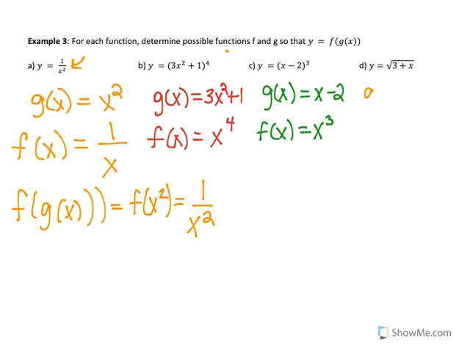And the last one, g of x is going to make 3 plus your number, and then f of x is going to take the square root of your number. So there are all your functions, and when you plug them in, you should end up with your last term. All right, that's the end.